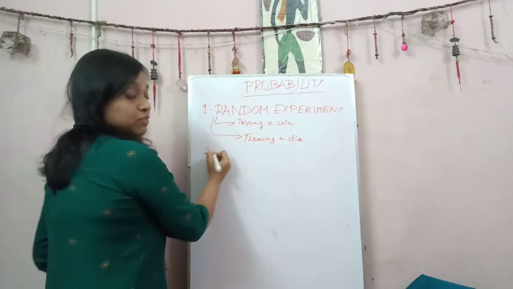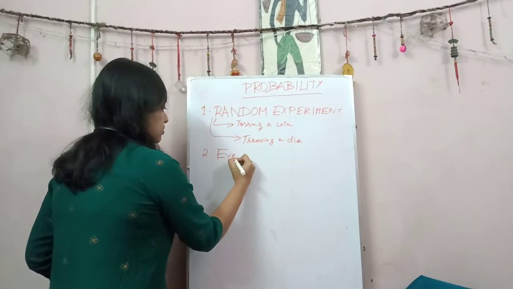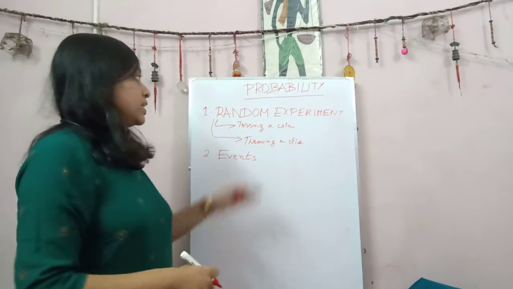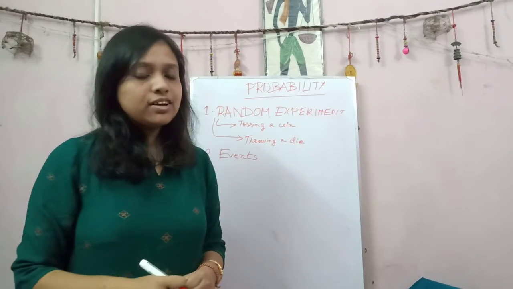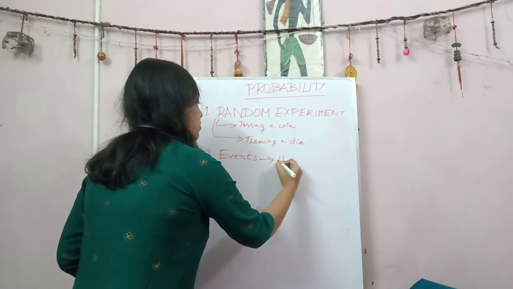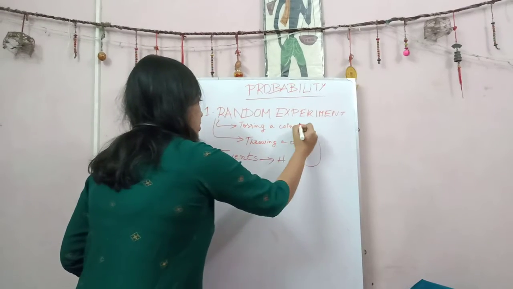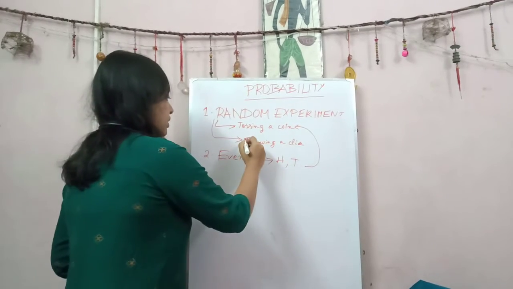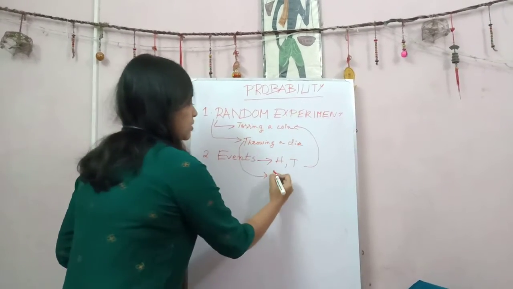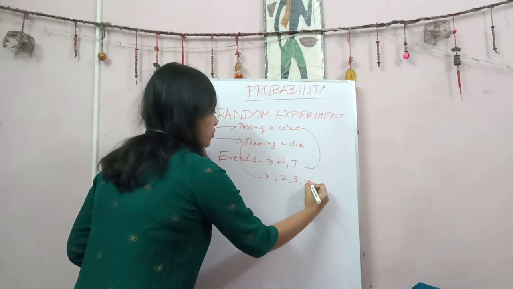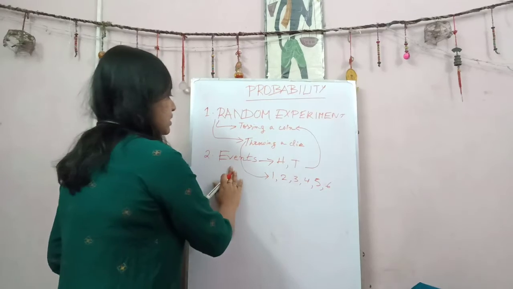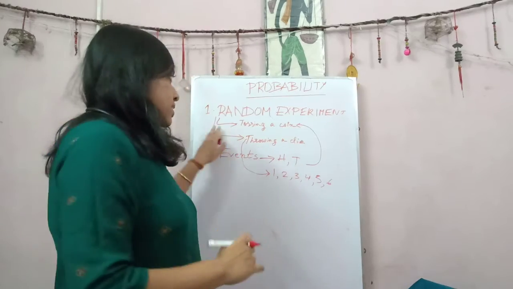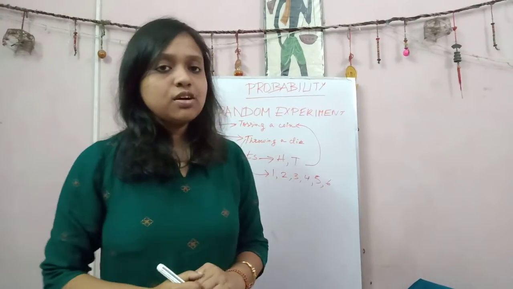The second concept we will learn is events. And what is an event? Event is the outcome of a random experiment. So if we toss a coin, then what will we get? Head or tail? So H, T are the events of tossing a coin. H denotes head, T denotes tail. And what are the events of throwing a die? 1, 2, 3, 4, 5, 6. So these are the events of these random experiments. Now we have learned these two terms. Now we will discuss the definition of probability.